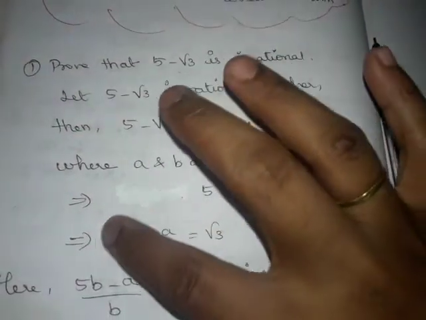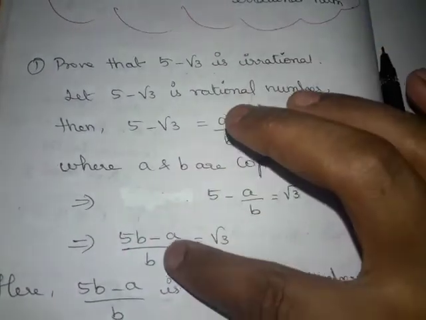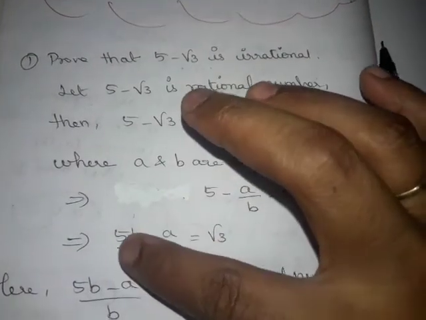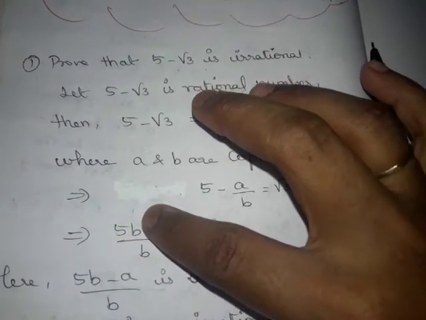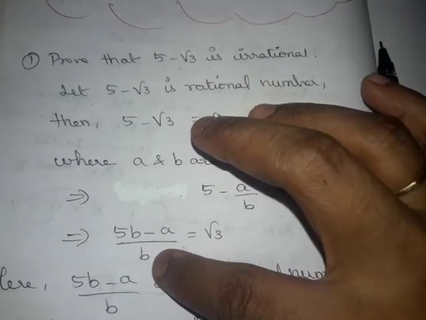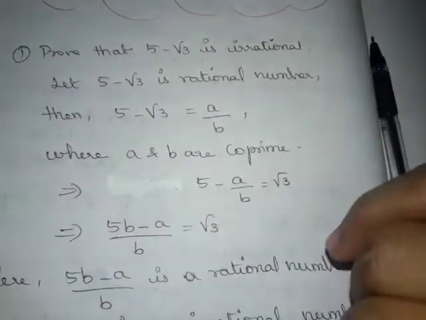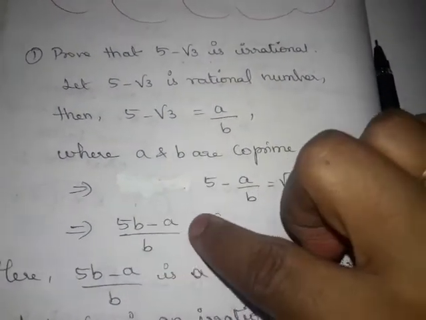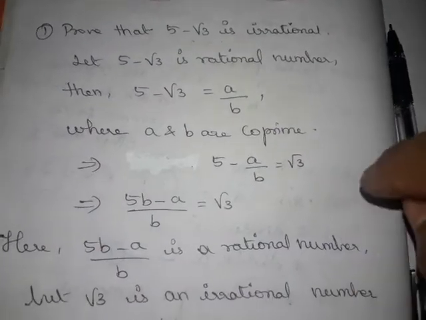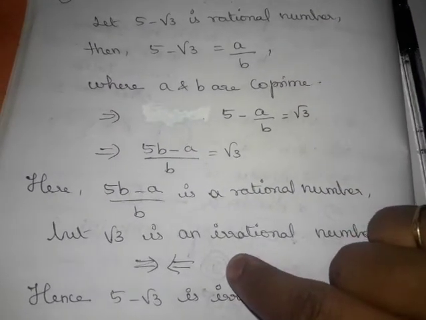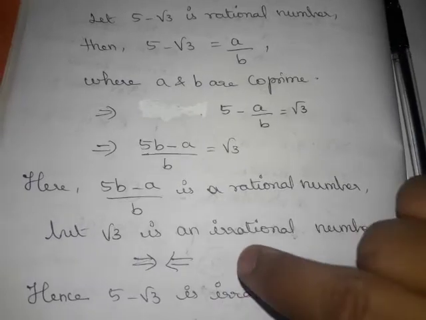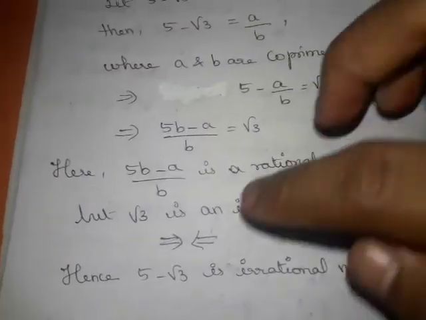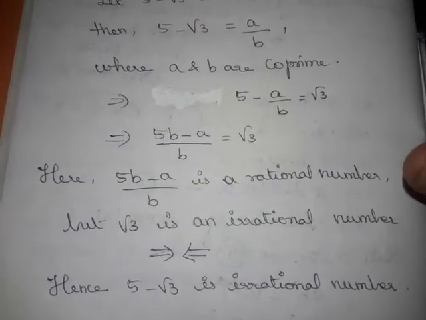Now if you see this, a and b are integers, since we have expressed it as a rational number. So 5b minus a is anyhow going to be an integer, and the denominator is also an integer, therefore it is clearly a rational number. But on this side, root 3 is an irrational number. How can a rational number be equal to an irrational number? Which is a contradiction. Why did we arrive at a contradiction here? Because our assumption is wrong, and hence 5 minus root 3 is an irrational number.